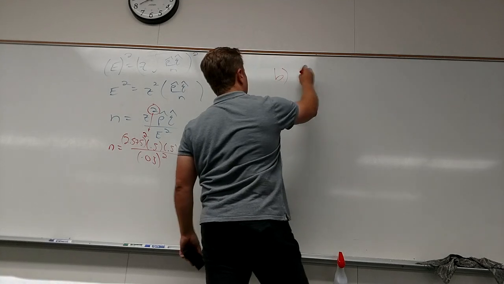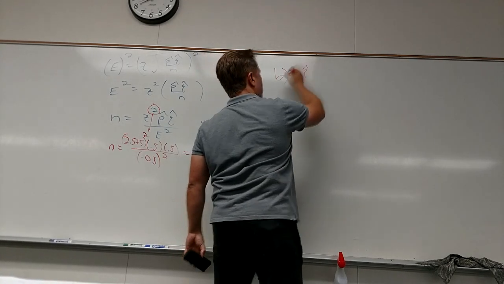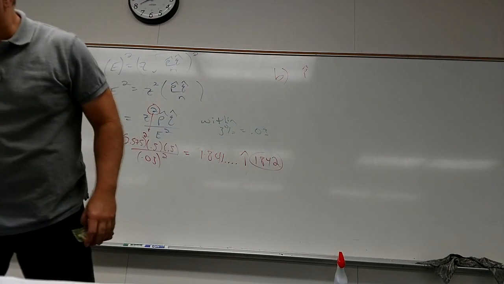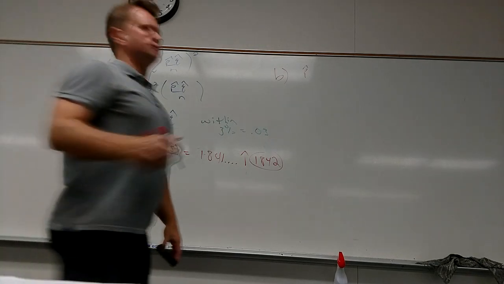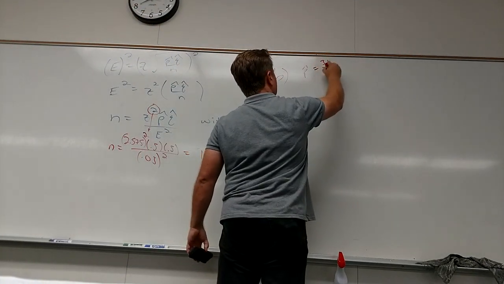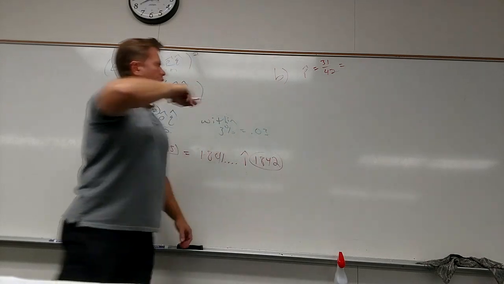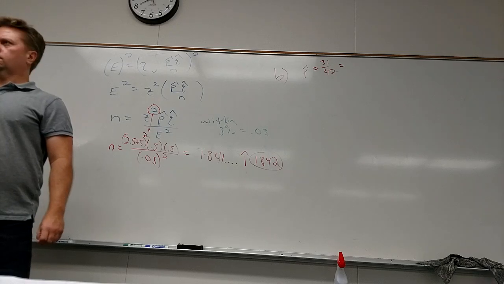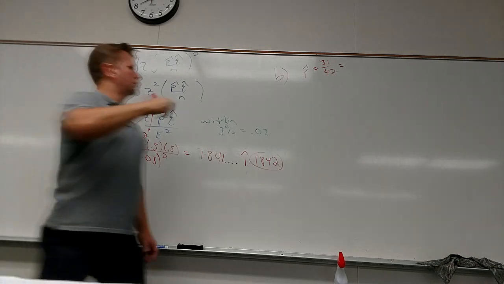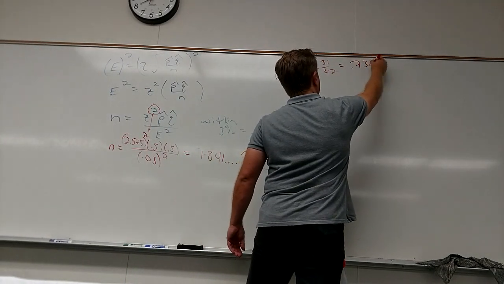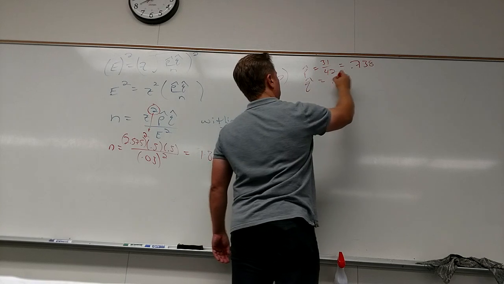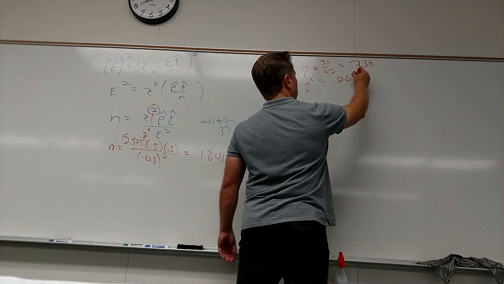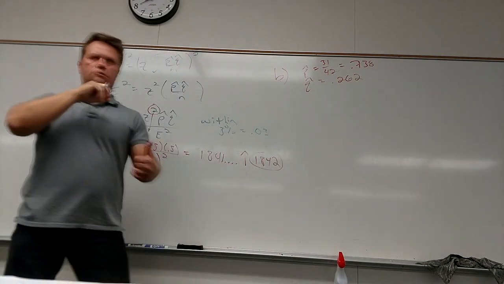If I do a preliminary study and I get 31 out of 42, right? What's 31 divided by 42? 0.738. So what's Q hat? 1 minus 0.738, which is 0.262.